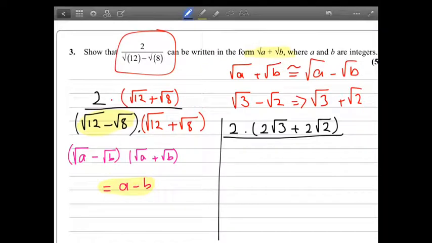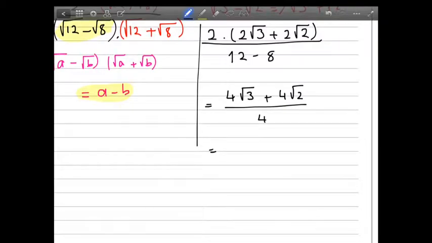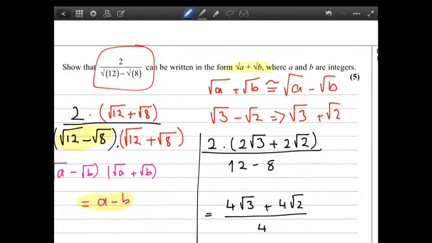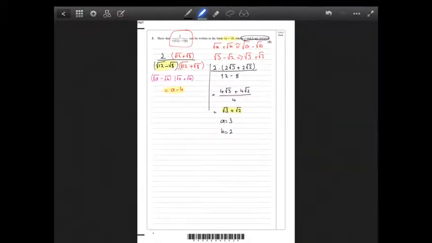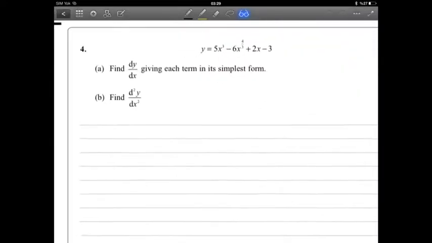And we have here 12 minus 8. That should be 4 times square root of 3 plus 4 times square root of 2 over 4. After simplification, we have square root of 3 plus square root of 2. What was the question? Where a and b are integers. a is 3, b is 2. The simplest form is this. Yes, this question is done. And we have the fourth question here.